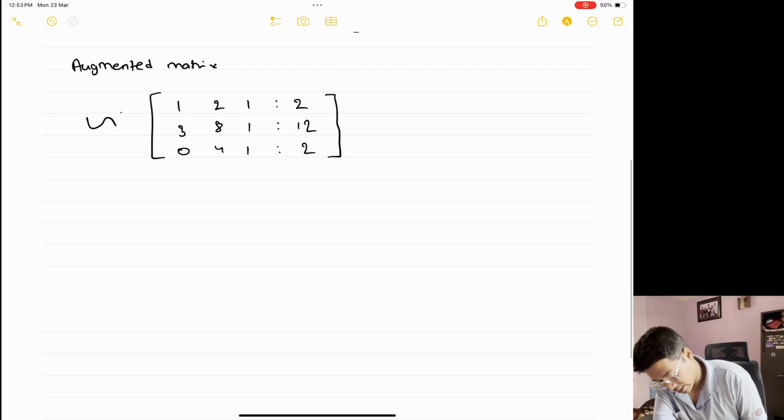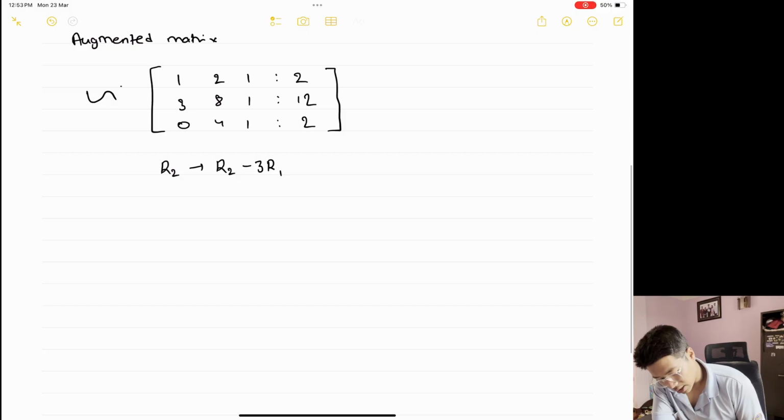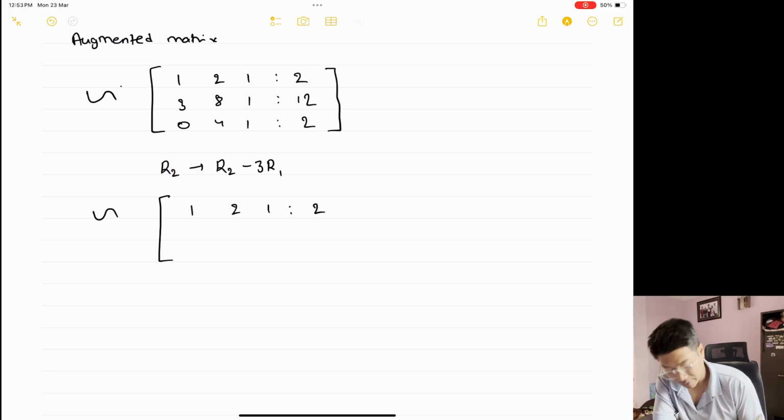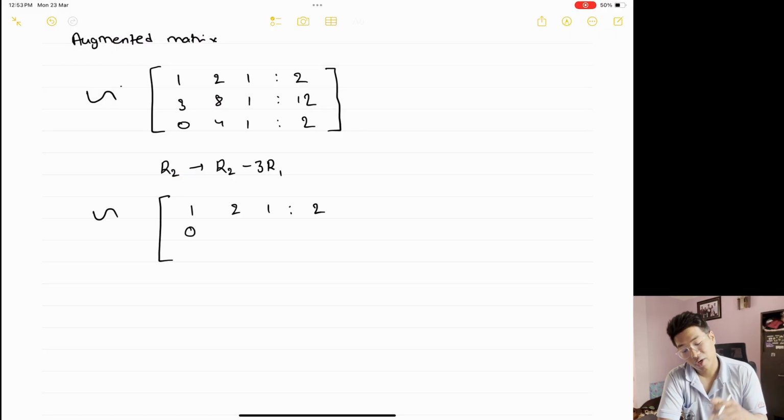So how do I do that? I basically do something like R2 is basically R2 minus 3R1. Okay, and when I do that, I am going to get something like this. 1, 2, 1, and 2 remains unchanged. This is going to be a 0 now because that's what we want to do.